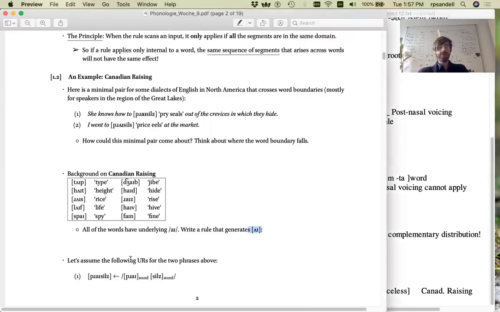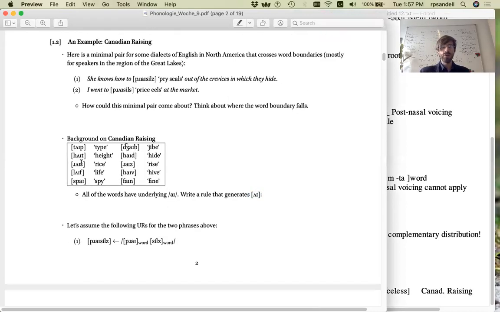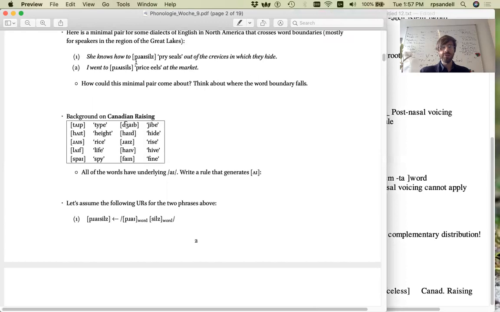If we assume this process and we look at these two phrases, then it becomes clear what the distinction is between these two phrases, pry seals and price eels, that is, determine the price of an eel, determine how much an eel costs.